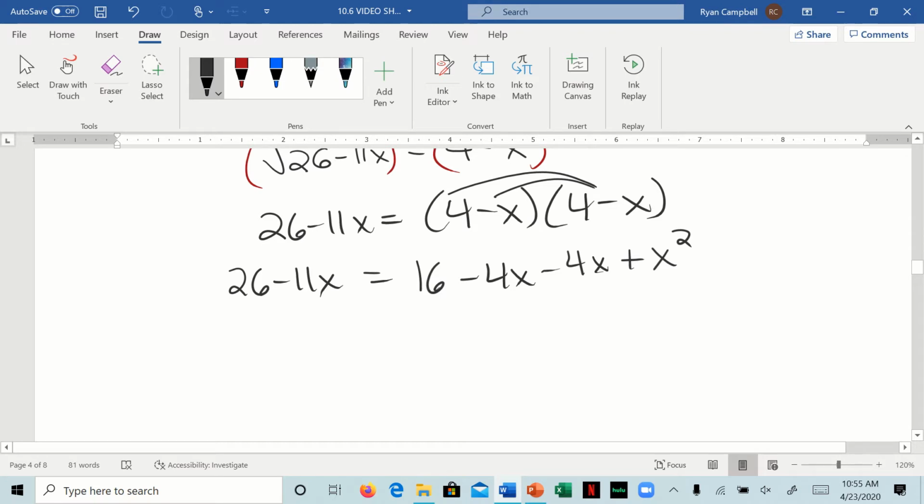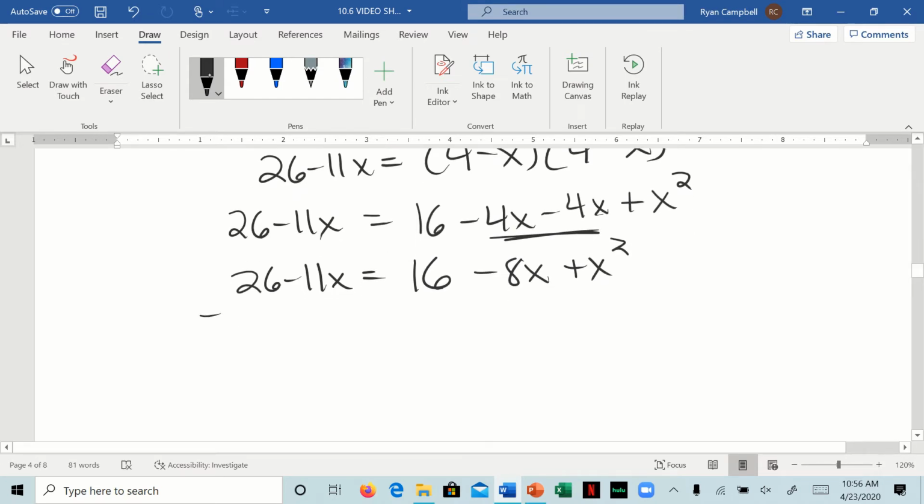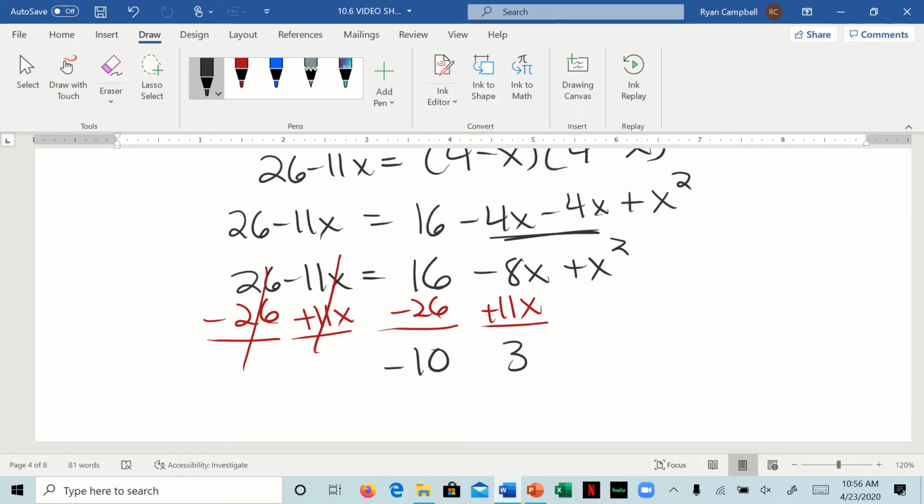Then we need to solve. So we have a quadratic, so the way to solve is getting everything to one side. So we can combine these two first. So 26 minus 11x is 16 minus 8x plus x squared. So we're going to subtract 26 to both sides. And we see on this side, we're going to get negative 10. Then we're going to add 11x to both sides.